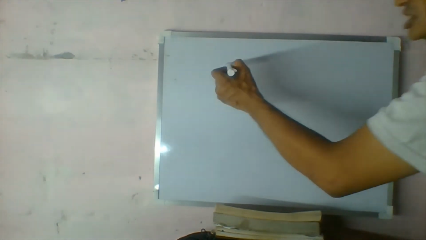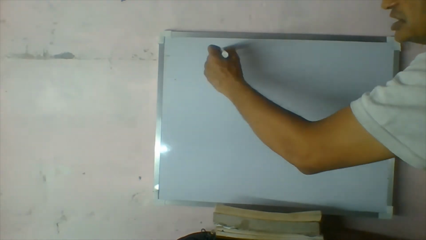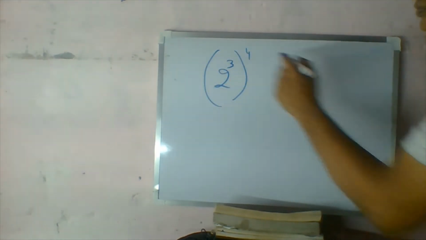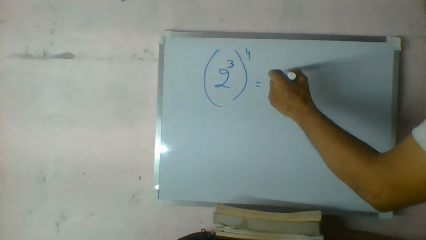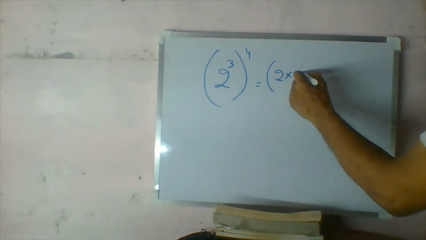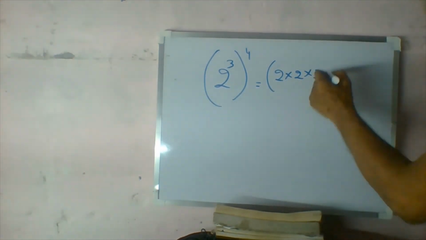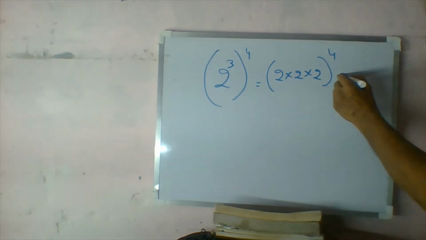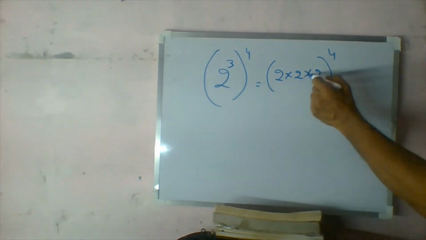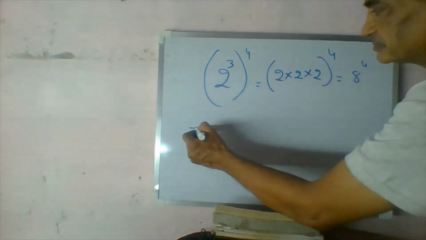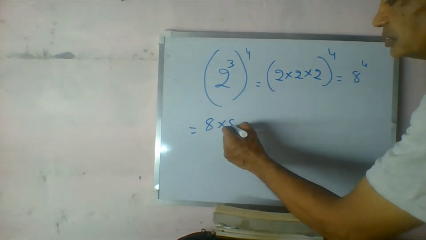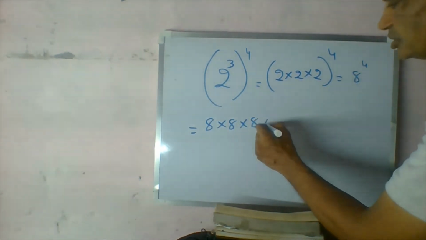Now sometimes we come across a situation like this: 2 raised to power 3, raised to power 4. So how to solve it? Let us first solve it. It is 2 raised to power 3, 4 times. So it is 2 to the power 3, or 8. 8 raised to power 4, and it is 8 into 8 into 8 into 8.